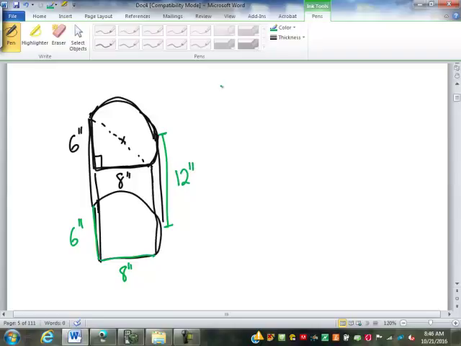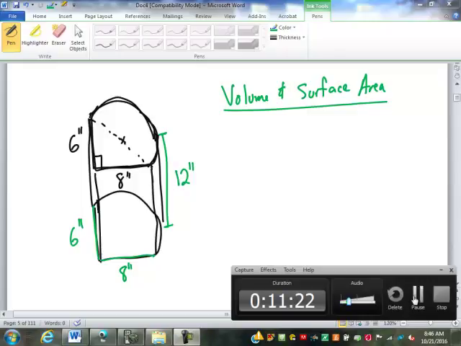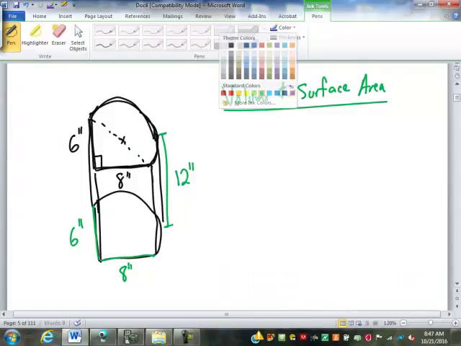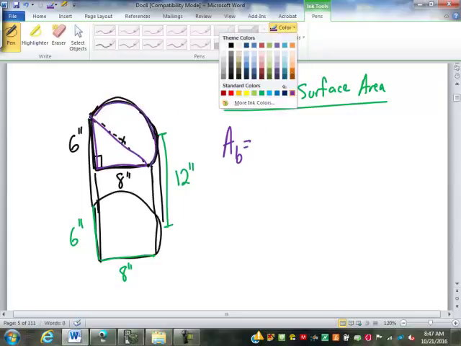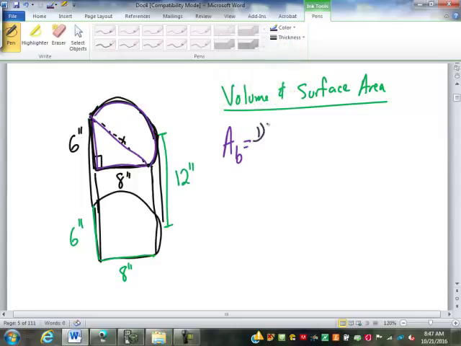Find in your notes the volume and surface area for me. Give you a little push in the right direction. First, step 1 is to find the area of the base, right? So the area of the base is 2 pieces. It's a triangle, and it's a half circle. So do the triangle first, okay? How do you find the area of the triangle?